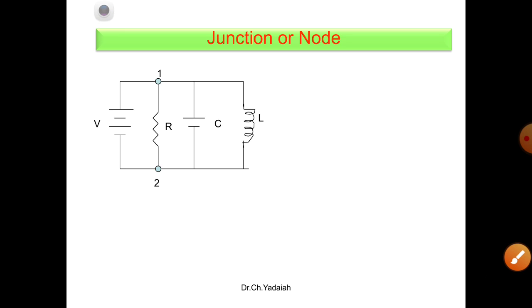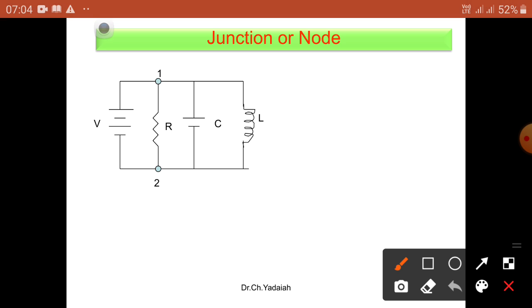Now let us see the junction or node in our electrical circuit. Here a voltage source is connected, a resistor is connected, a capacitor is connected, and an inductor is connected. One terminal of the voltage source, one terminal of the resistor, one terminal of the capacitor, and one terminal of the inductor are connected at one point, point 1. The remaining terminals are the tails, and all the heads are connected at a junction.